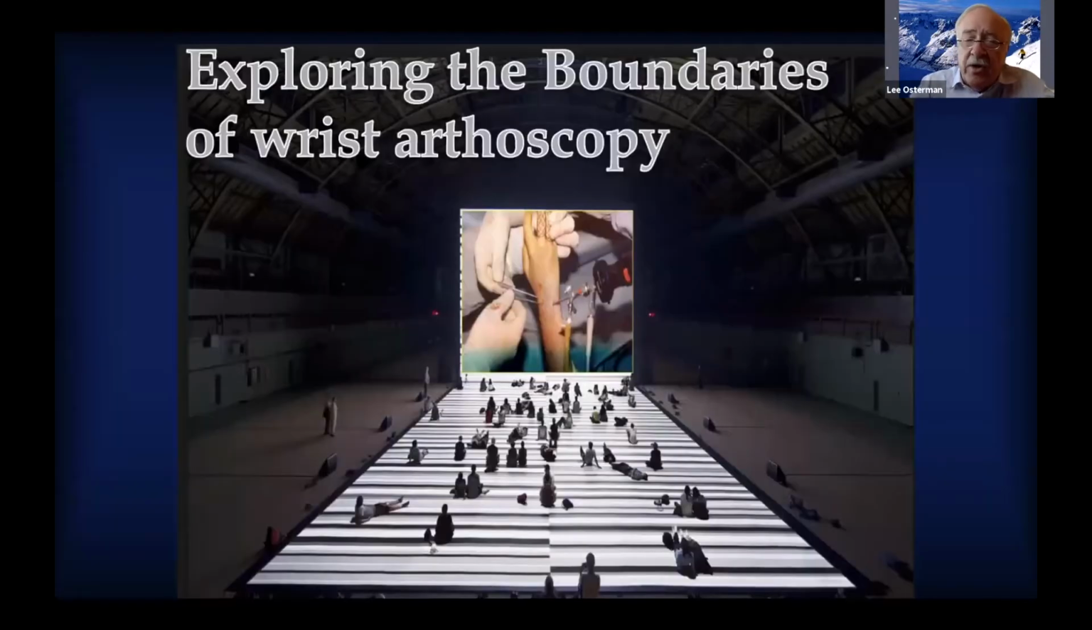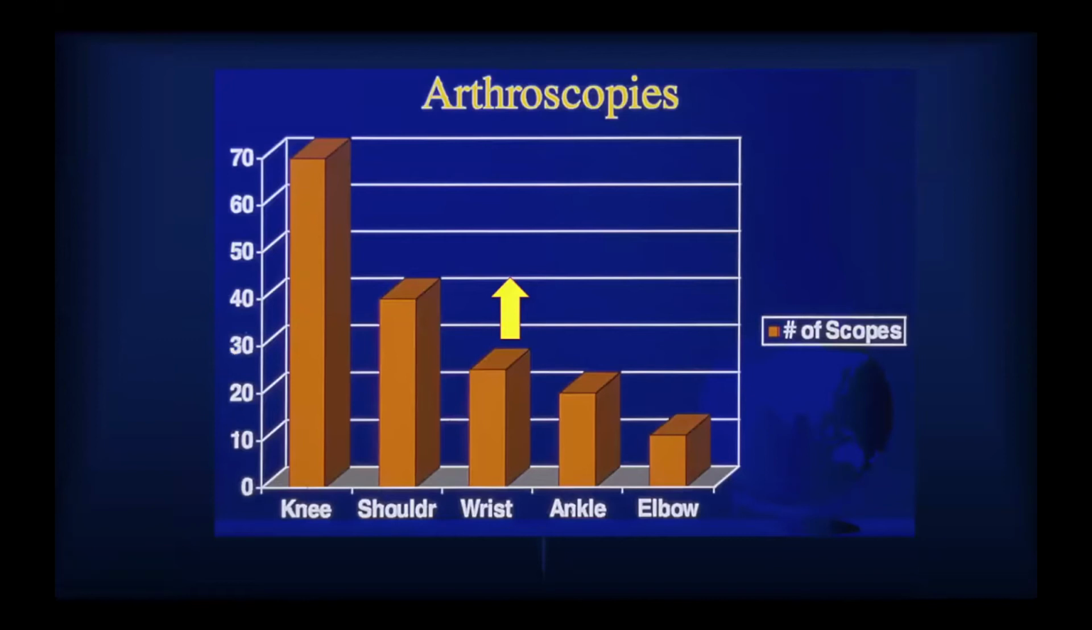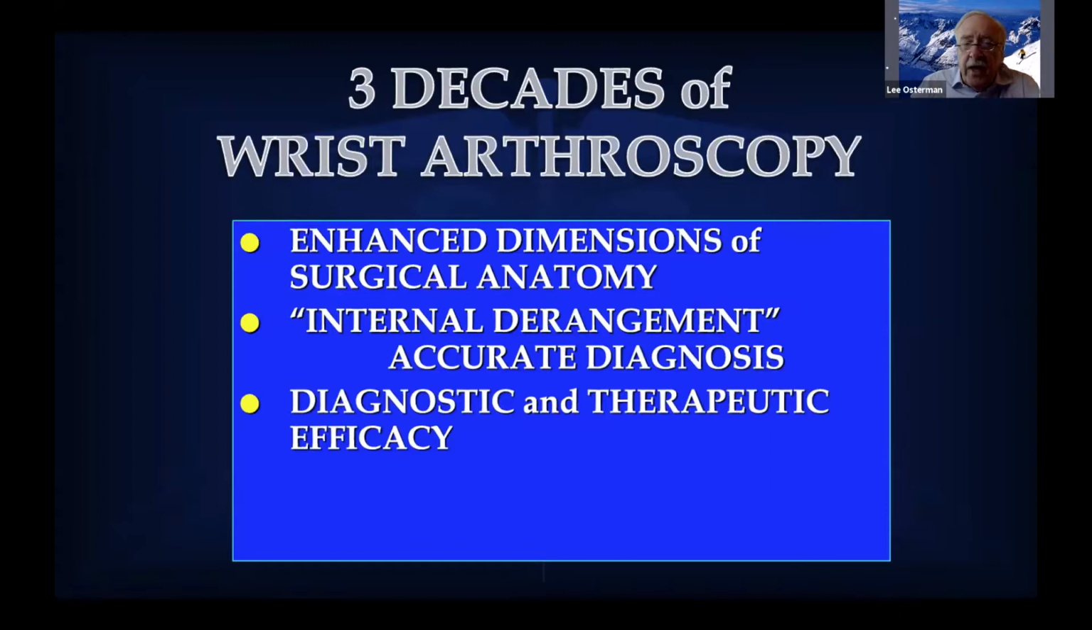If we explore the boundaries of wrist arthroscopy, it was about 30 plus years ago at the ASSH meeting that the first 2 clinical papers on wrist arthroscopy were presented. Since then, wrist arthroscopy is the fastest growing site of arthroscopy in the United States. There are certainly more knees and shoulders done, but our closest rival is the hip.